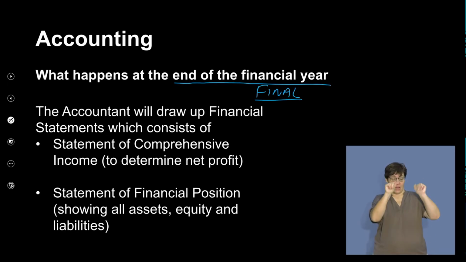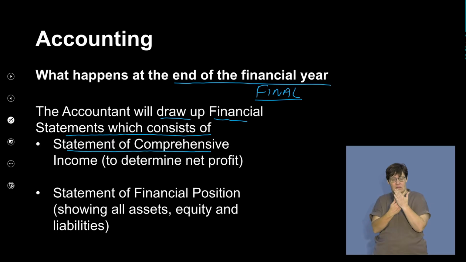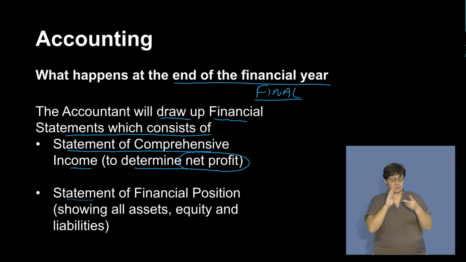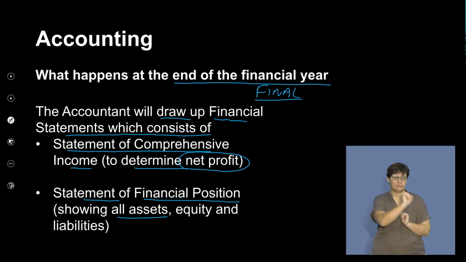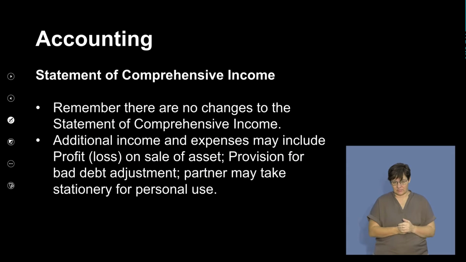The accountant will draw up financial statements which consist of your statement of comprehensive income, which obviously is the income statement, to determine net profit, and then also will draw up the statement of financial position showing all your assets, equity, as well as liabilities. So again, this happens at the end of the financial year. Okay, let's move on.